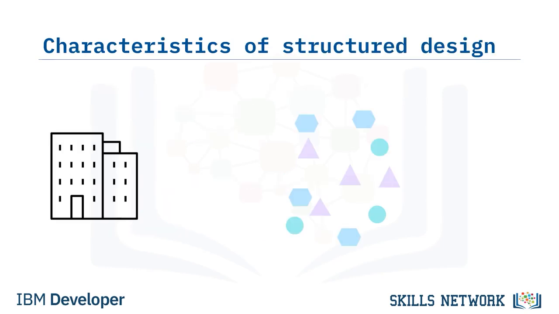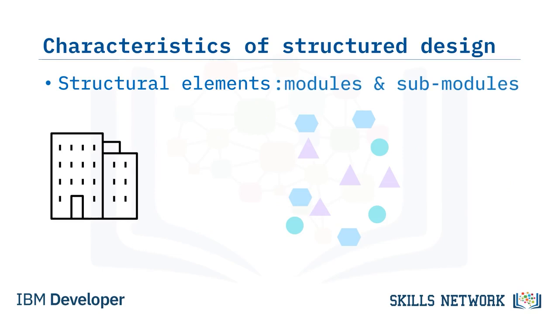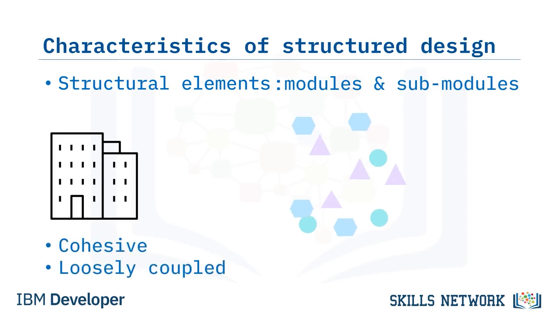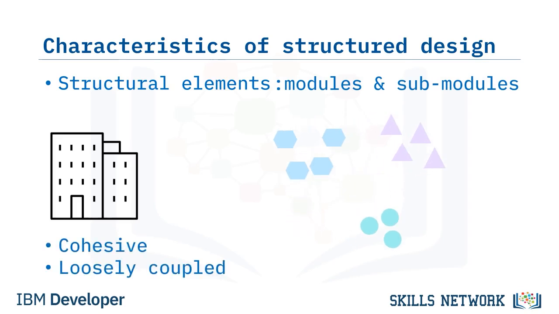A software system can be construed in terms of structural elements. Structured design conceptualizes a software problem into well-organized, smaller solution elements called modules and submodules. Structured design stresses organization in order to achieve a solution. A well-structured design should contain modules that are cohesive and loosely coupled.